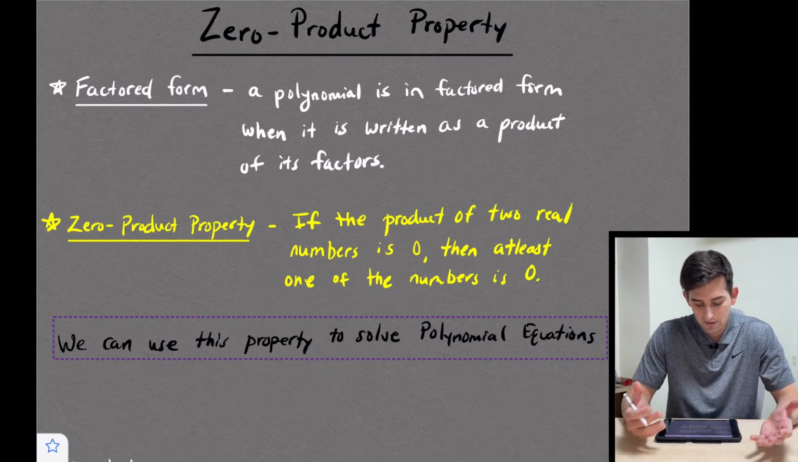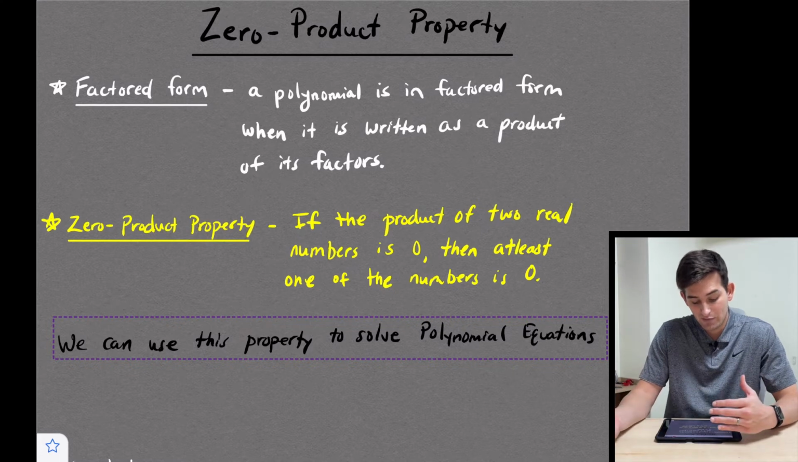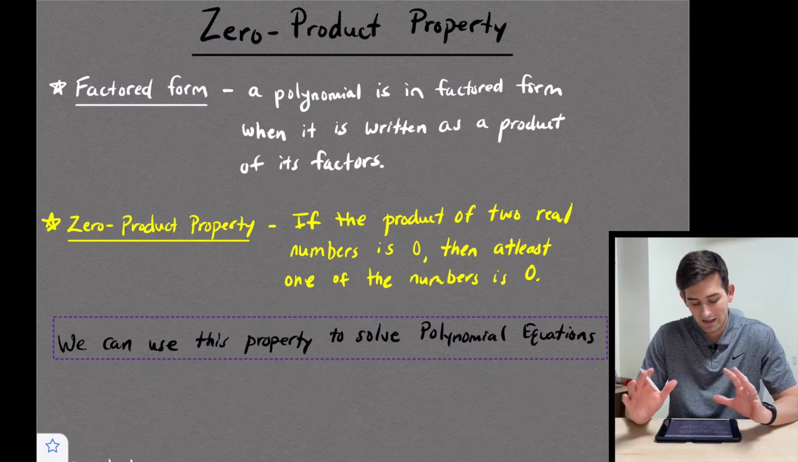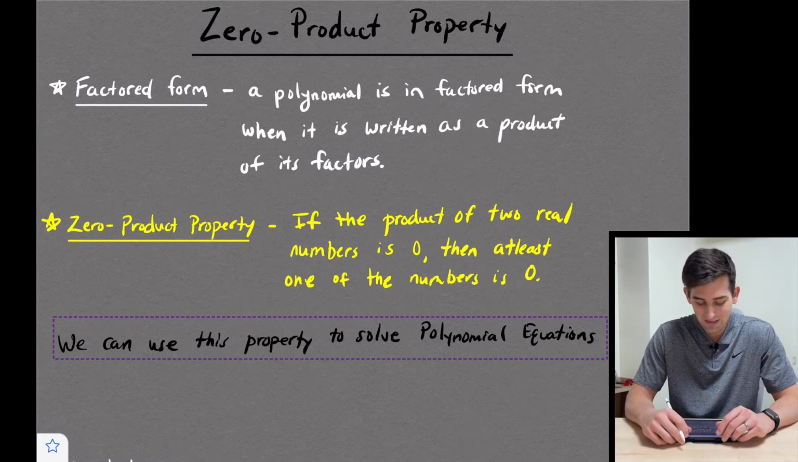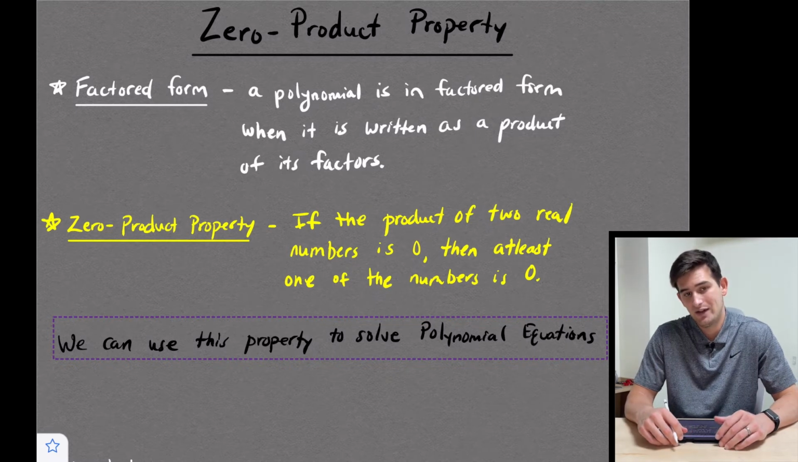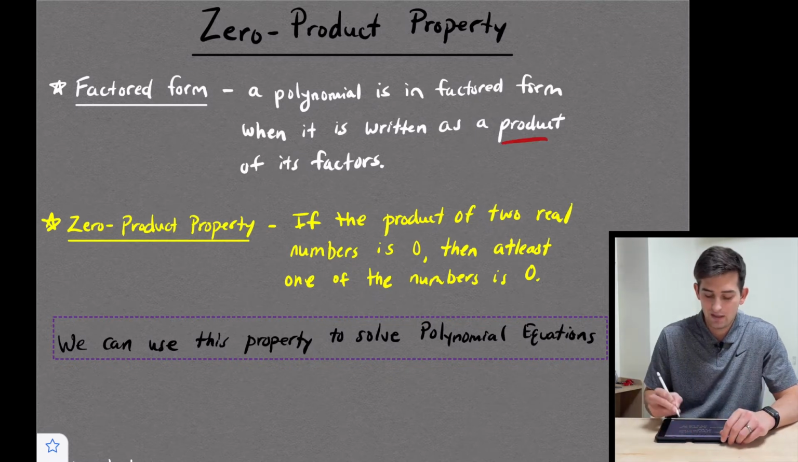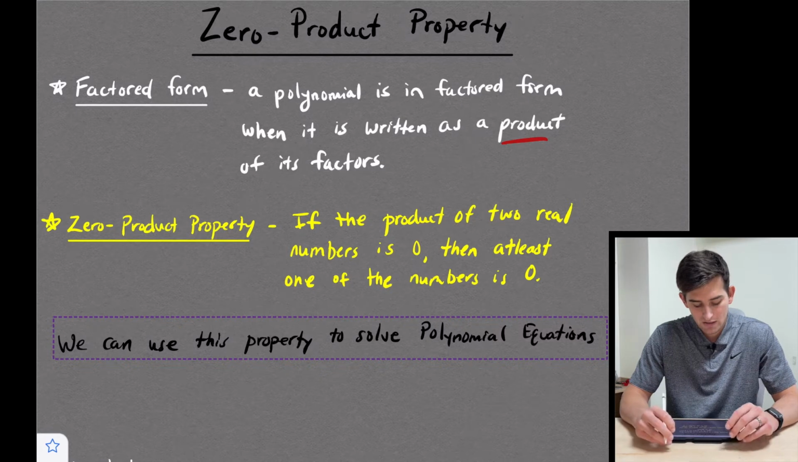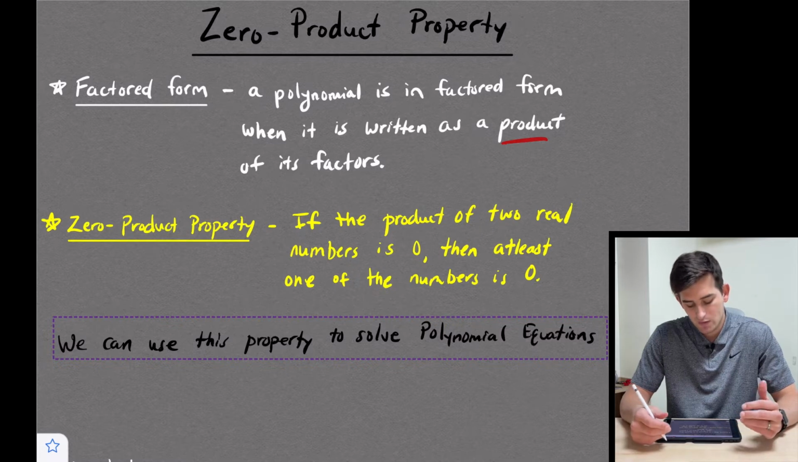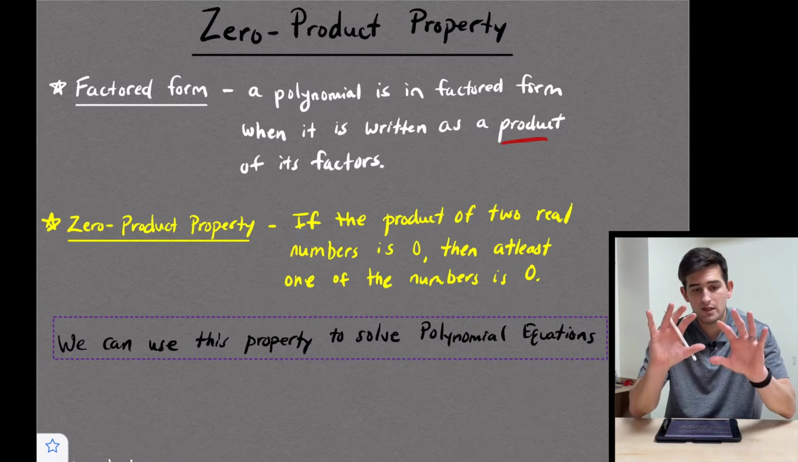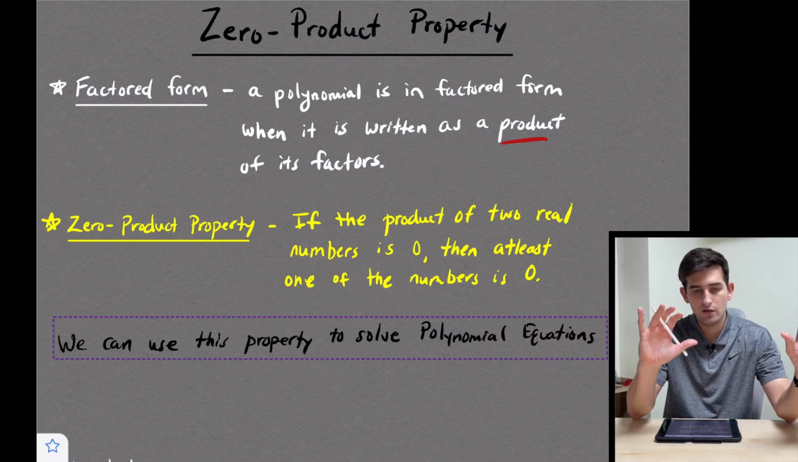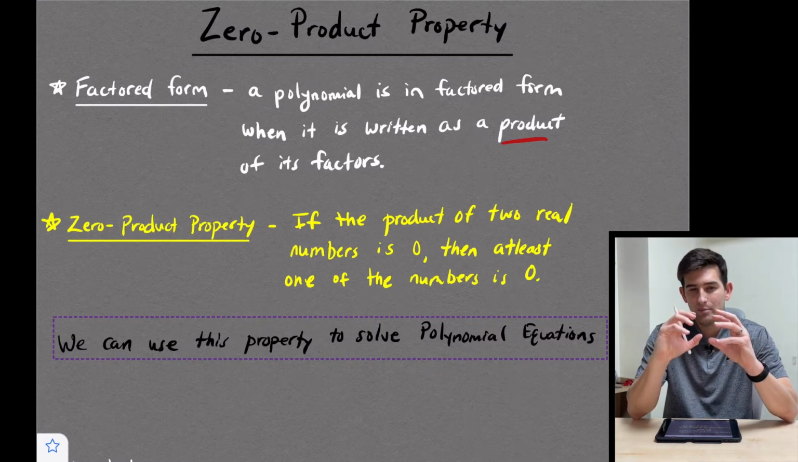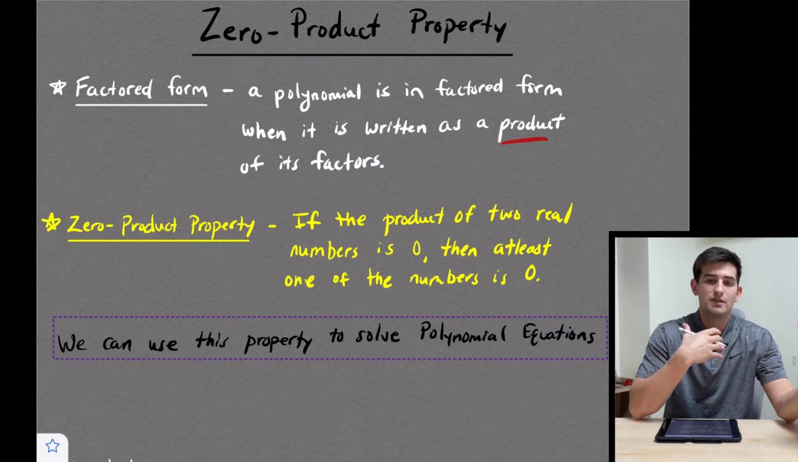A polynomial is in factored form when it is written as a product of its factors. The key word there is product, and we know that means multiply, right? The zero product property tells us that if the product of two real numbers is zero, then at least one of the numbers is zero. Think about it: if I have two things multiplied together and the answer is zero, I had to have multiplied by zero to end up with a solution of zero.